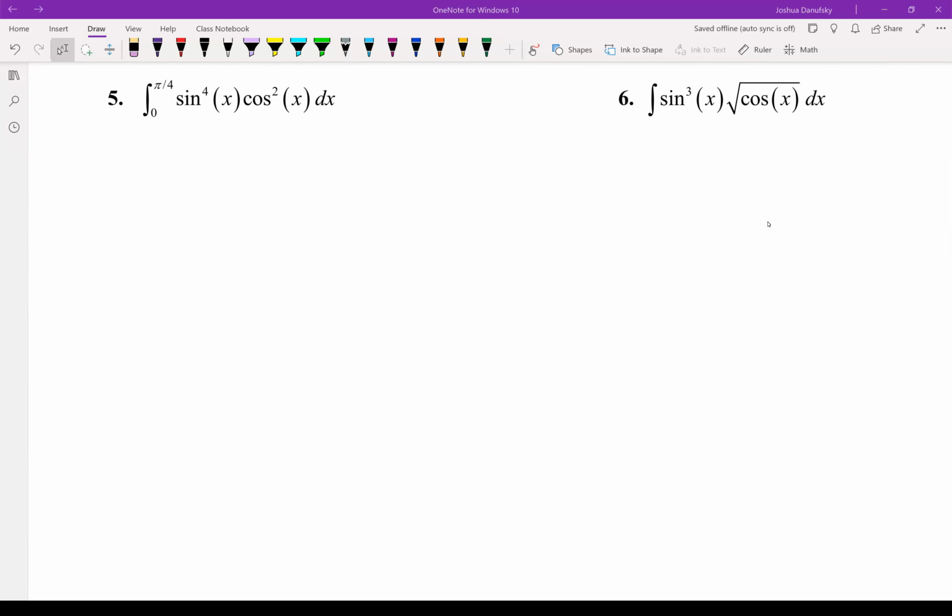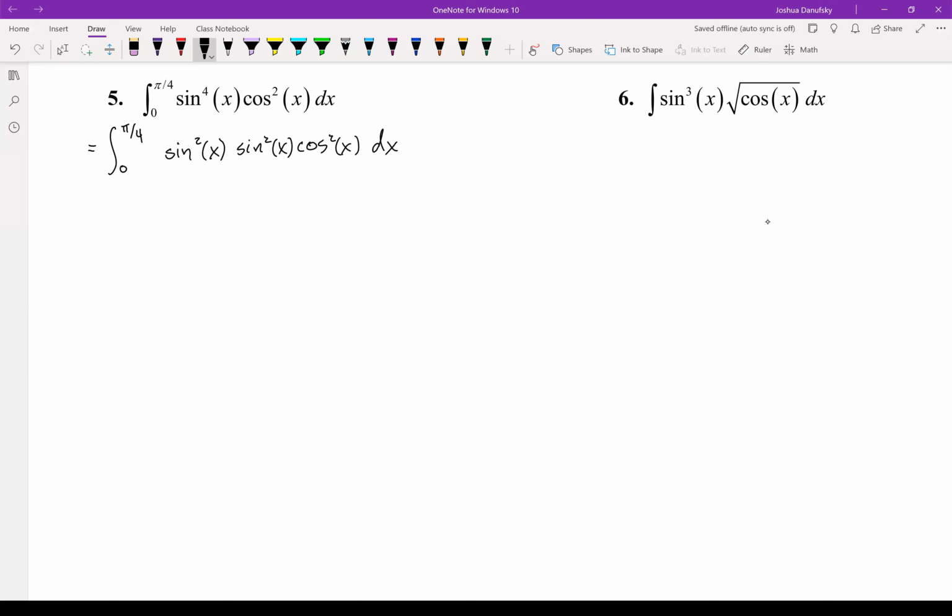Here you'll notice that we have even powers of both sine and cosine, and sometimes that might not be clear how to start off with it, but we'll just go ahead and start breaking it down and see what we can do with it. In other words, rewrite it in such a way so our exponents get smaller. So here we've got sine to the 4th. I'm going to rewrite it as sine squared x times another sine squared x cosine squared x dx.